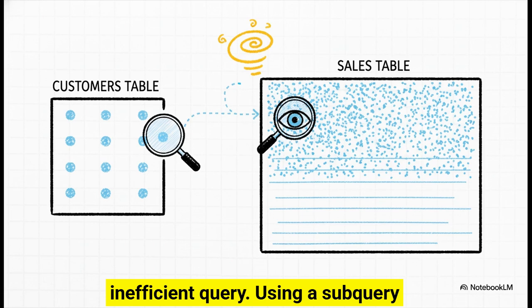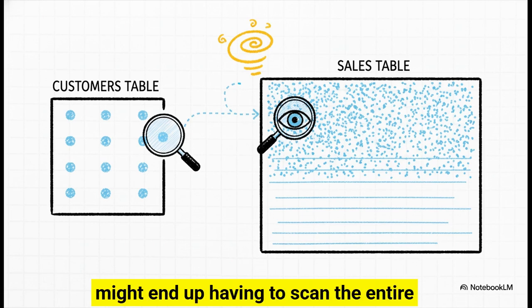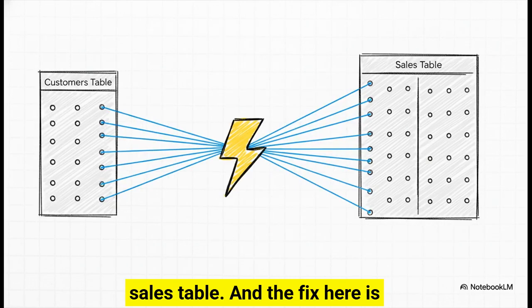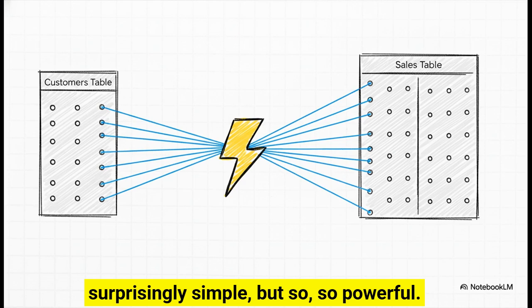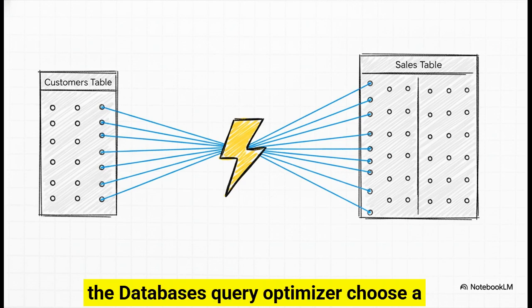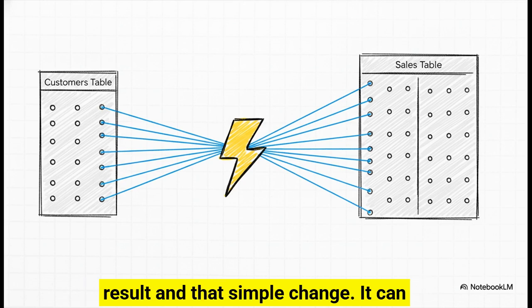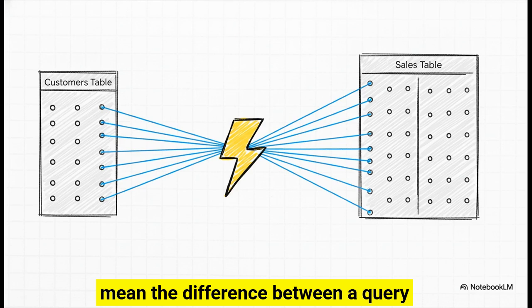Here's a classic example of an inefficient query. Using a subquery within on a massive table can be incredibly slow, because the database might end up having to scan the entire sales table. And the fix here is surprisingly simple, but so powerful. By rewriting it as a join, we're letting the database's query optimizer choose a much more efficient way to get the same result. And that simple change can mean the difference between a query taking an hour and taking just a few seconds.